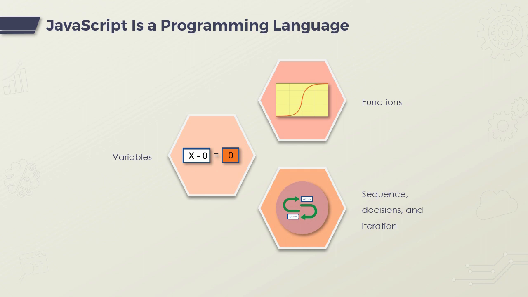Now, I did say that functions are first-class citizens. And what that means is that we can assign a function to a variable. Also, we can return a function from another function. So in this way, functions in JavaScript are considered first-class functions.